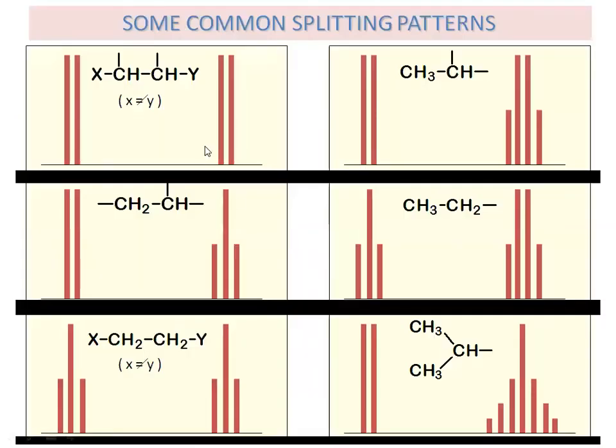So this is a common pattern, and here are more examples to check the splitting pattern. Here this H will split this H, provided that X and Y are not equivalent to each other. So each of the signals is going to come out as a doublet. Here you can see that this proton has one neighbor, so it will come out as a doublet, while this proton has two neighbors, so it's going to come out as a triplet.